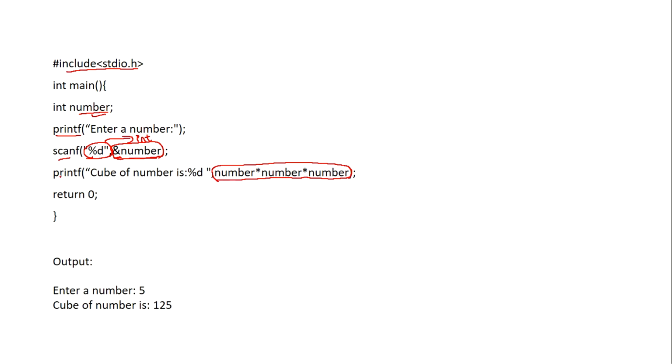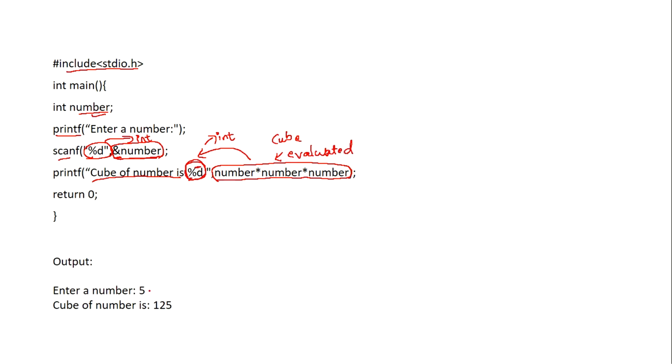How is this done? We first say that the cube of the number is, and we are telling that this is the place where this value will be taken into. So this %d again means that it should be an integer. What value should be displayed in this place is what we write here. So we are writing number into number into number. This means the cube of whatever we have entered. This value will be evaluated during the runtime, and it will be displayed in this place.